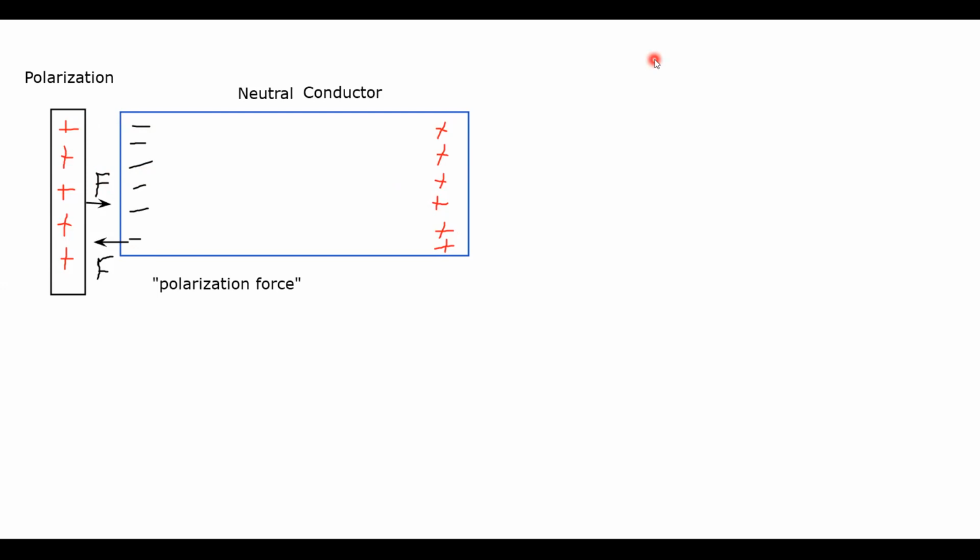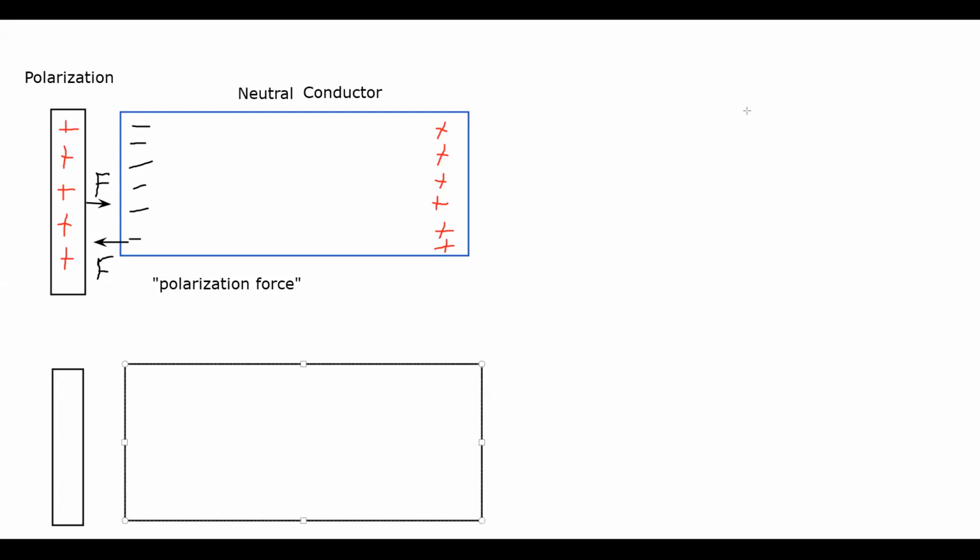All right, now let's look at a different scenario. I'm going to look at something pretty similar. I'm going to draw another rod, and I'm going to draw another sheet here. I'll do this sheet in black, I guess. Okay, now this time, I'm going to have not a neutral conductor, but a neutral insulator. And kind of the same idea. The rod on the left is going to have an overall positive charge.